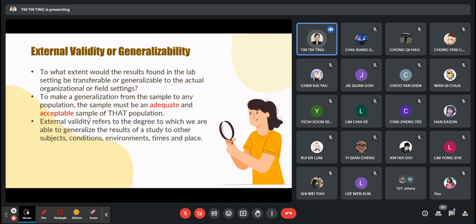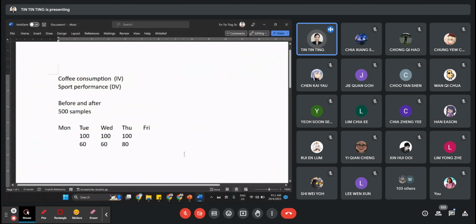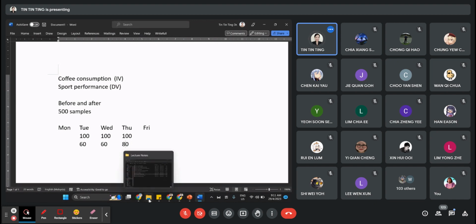External validity refers to the degree to which we are able to generalize the results of your study to other subjects under other conditions, in a different environment, at another time, in another place. For example, you have an experiment from 20 years ago. Is it still applicable after 20 years, which is today?